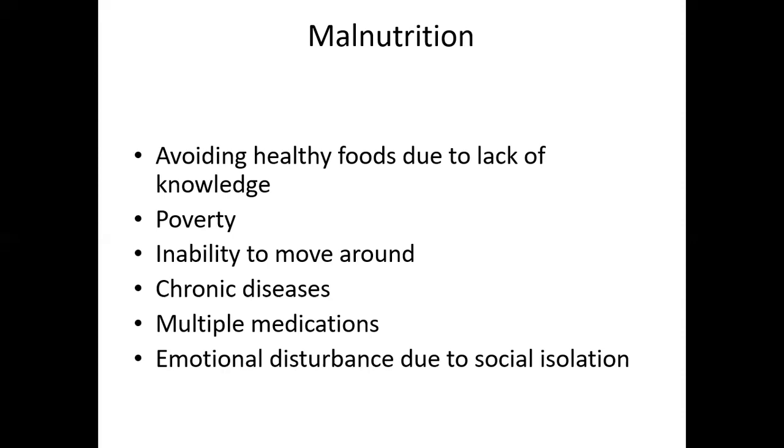Then, of course, emotional disturbances due to social isolation. Earlier they might be very active in the community, but now after they have aged, they might have lost their friends, their partner. If the elderly person loses their husband or wife, they might feel very lonely, or they might even lose their friends as they age. So all those things can lead to social isolation, so they feel very lonely, helpless and depressed. So that can also lead to malnourishment.